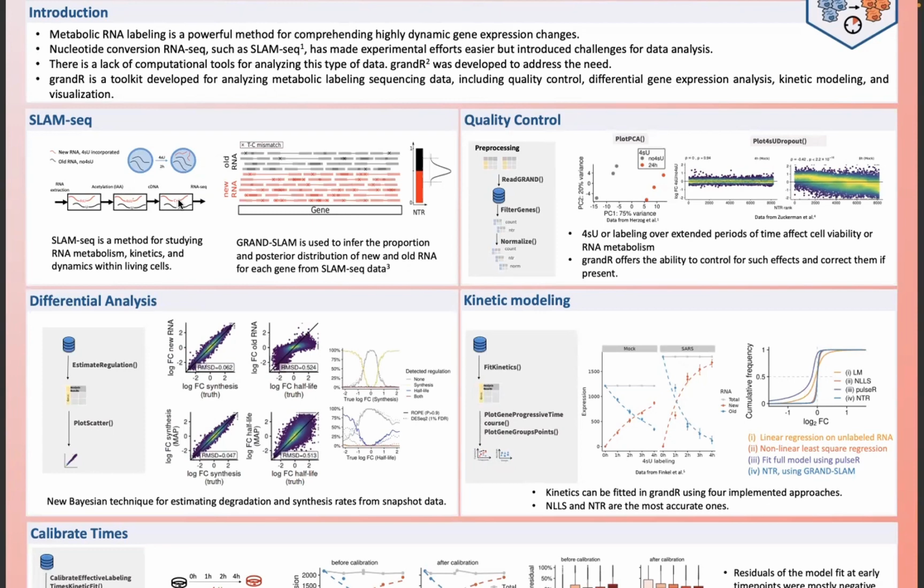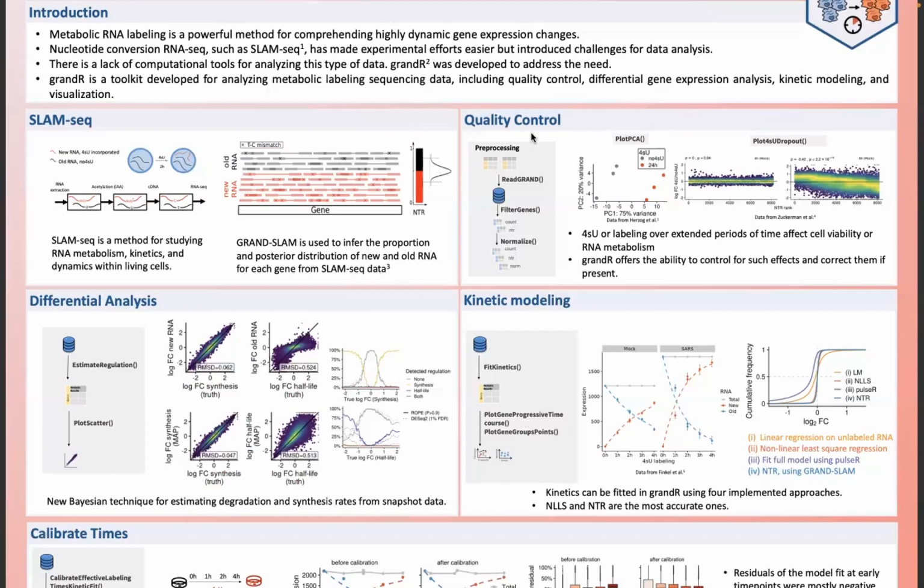Unfortunately, this whole process is not perfect and relies highly on the 4SU incorporation rate. In order to get unbiased estimates of the amount of new and old RNA, our lab previously developed a software called grandSLAM, which uses a binomial mixture model to give us the new to total ratio and the posterior distribution of it, which we can then take to further downstream analyze.